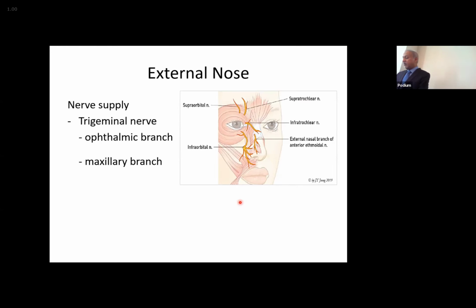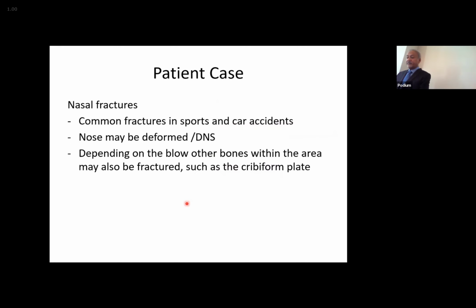Now the external nose obviously will have sensory innervation from the ophthalmic branch and the maxillary branch of the trigeminal. By now we all know the supratrochlear and supraorbital are the branches coming out from the ophthalmic division, while the infraorbital is from the maxillary division of the trigeminal nerve, and their terminal branches are supplying the external nose. Okay, they are all sensory.